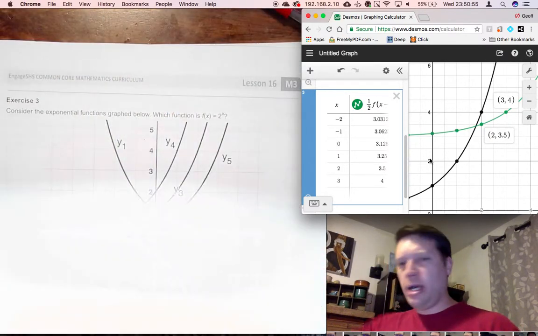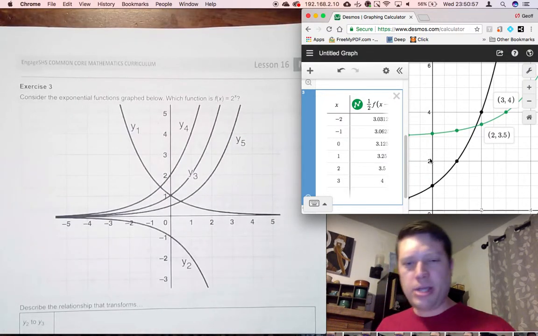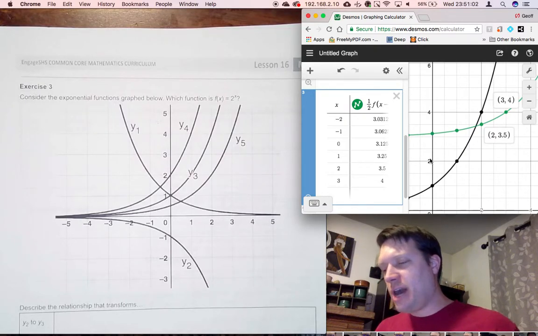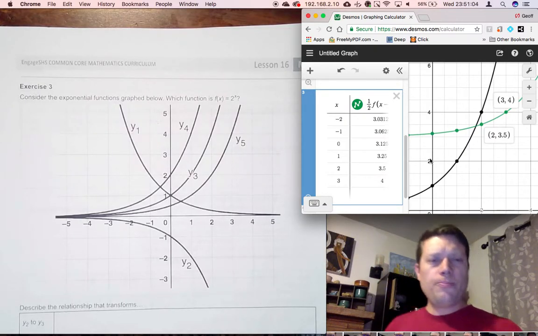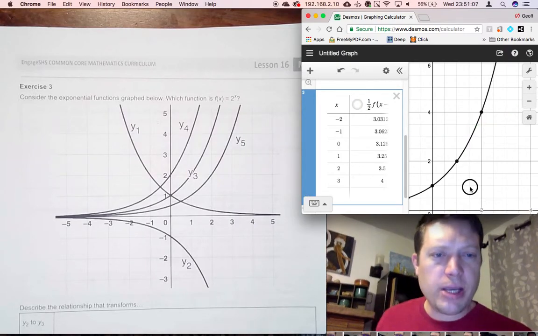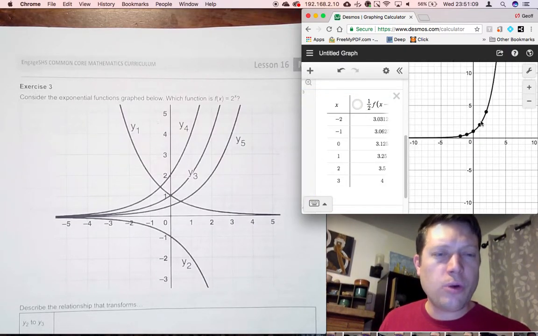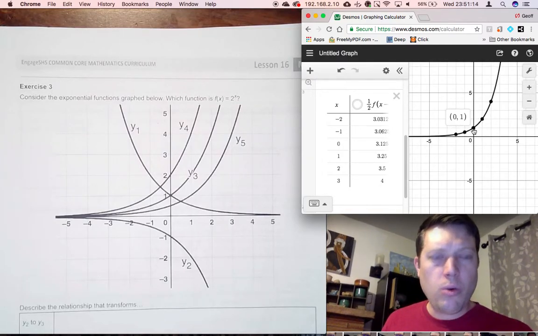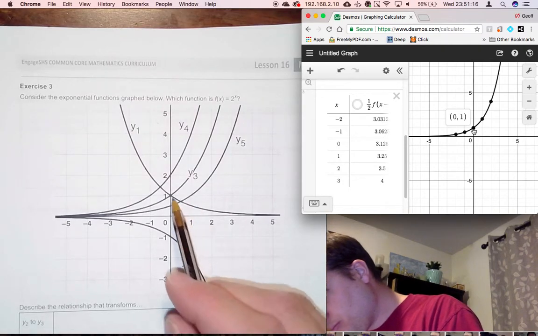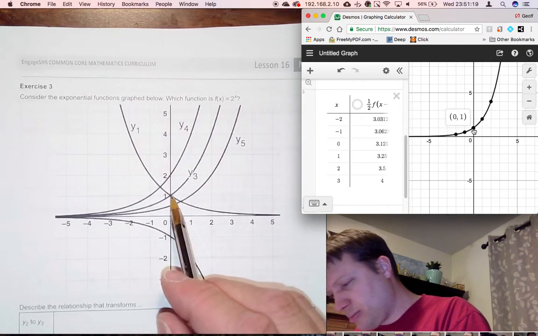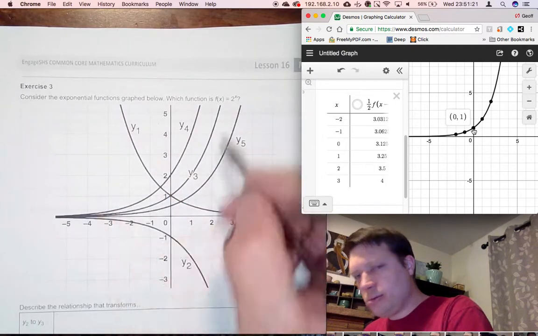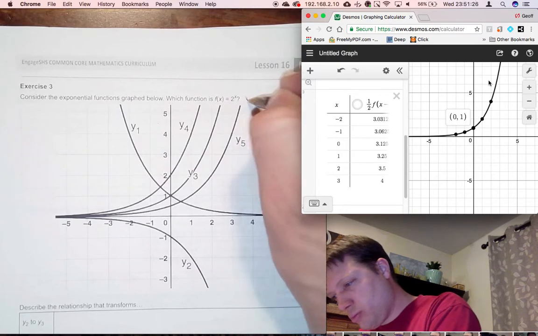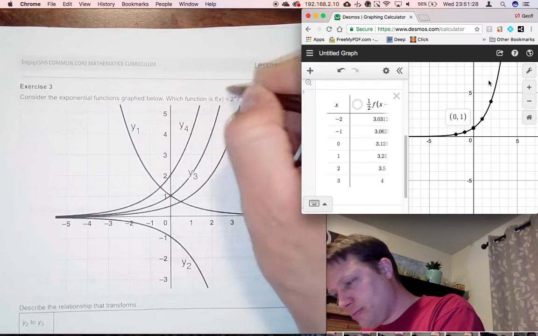Okay. So next up is exercise 3 on page 19. Consider the exponential functions graphed below. Which function is f of x equals 2 to the x? Well, I've already got f of x equals 2 to the x graphed right here. All we need to do is just look for something that has this shape. It has to pass through 0, 1. That's this one. And not this way, but this way. So y sub 3.